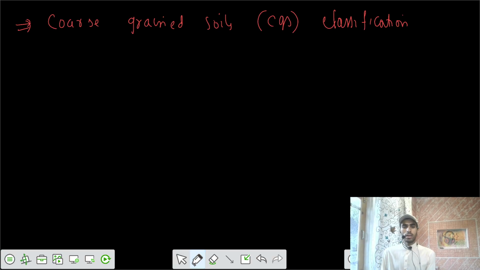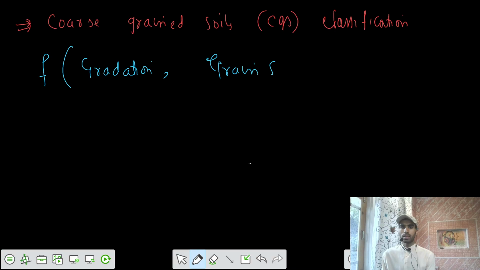Now this classification is a function of, first, your gradation, the gradation characteristic of the soil. One more is the soil grain size, particle size, and one more is the percentage finer than 75 micron. That we are going to write as fineness.